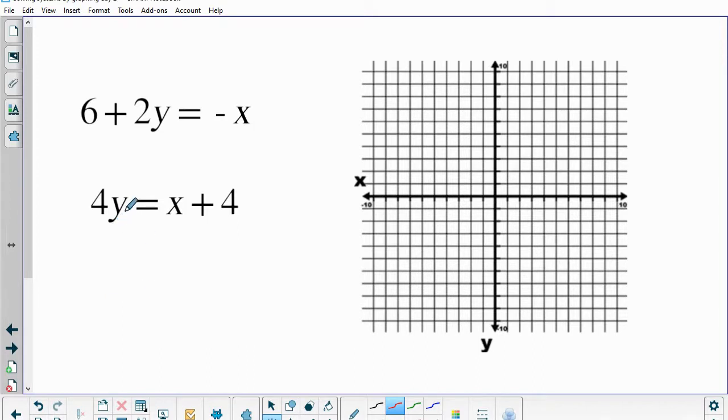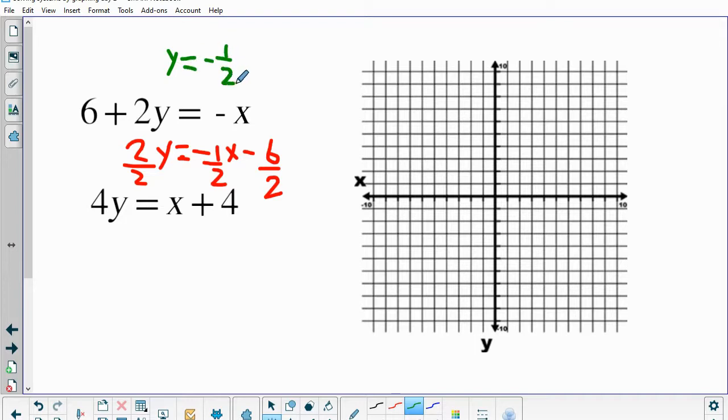On this example, the first one, we need to move the 6 to the other side, so we end up with 2y equals negative, and I'm going to go ahead and put a 1 in there, -1x minus 6, because we need to know there is a 1 there. Then we're going to divide everything by 2. And when we do that, we end up with y equals -1/2 x minus 3.